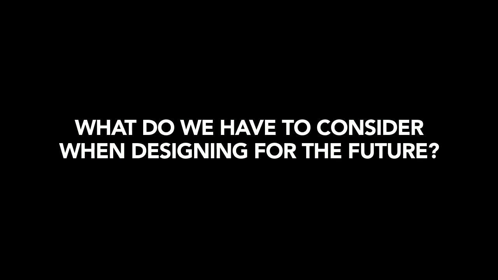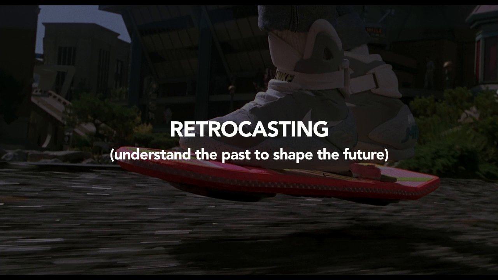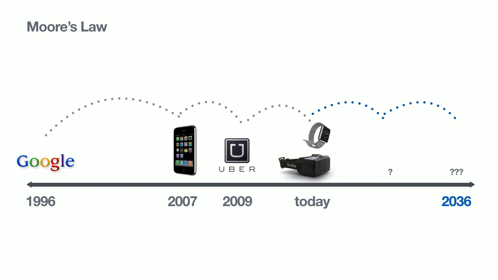So what do we have to consider when designing for the future? I'll give you a couple of basic frameworks that we use. One thing we like to do is called retrocasting. So if you were in my workshop yesterday, I made someone translate Moore's law, and I'll try and do a better job if I can of translating for myself, which is that the number of transistors doubles every year, so every few years you can compact more transistors, more firepower basically, into a smaller space, and we see that happening with technology today.